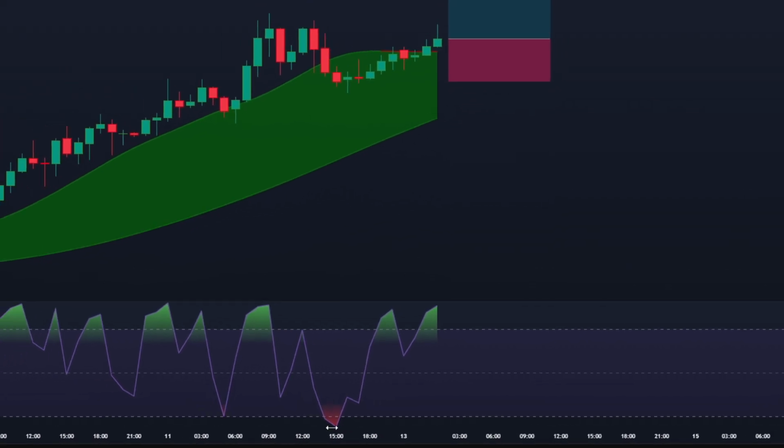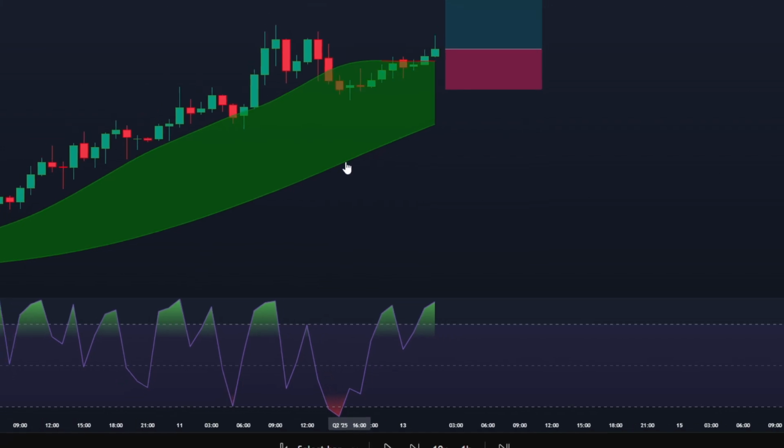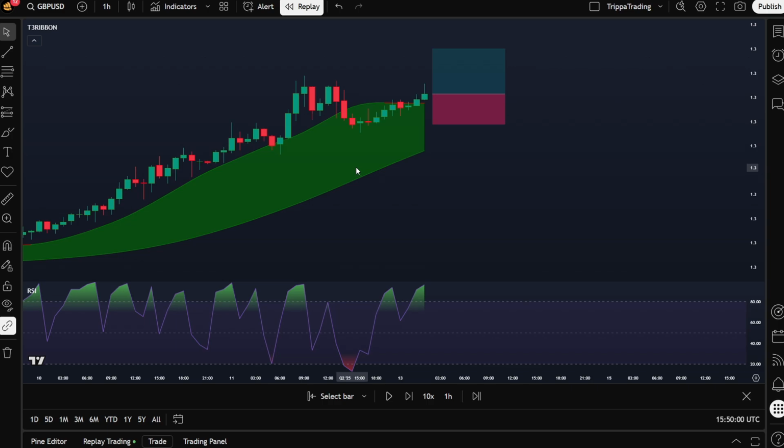That RSI dip below 20 tells us we have a short-term oversold condition happening inside an uptrend, which is exactly where we want to look for a continuation move. Once both of these conditions are met, price inside the ribbon and RSI below 20, we don't jump in blindly. We wait for confirmation that the pullback is likely over.